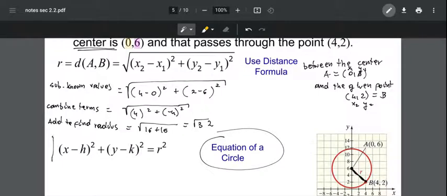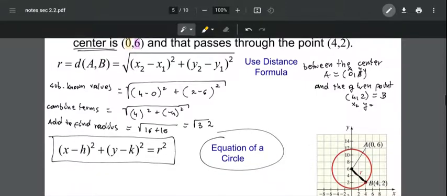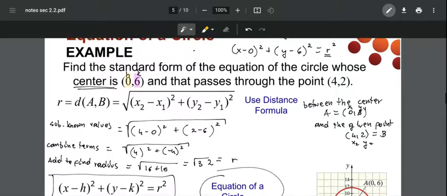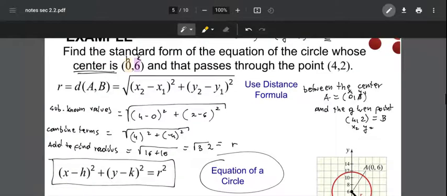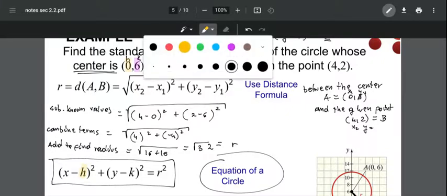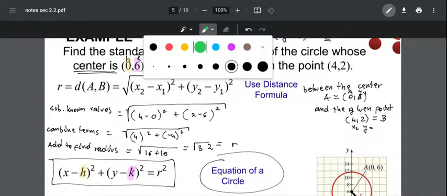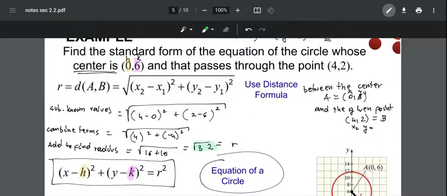And now that we know the radius, we can write the equation of the circle in standard form. The formula of the equation of the circle in standard form is (x minus h) squared plus (y minus k) squared equals radius squared. Again, now we have everything. Square root of 32 represents radius. And we know h and k. So one more time, h is the x coordinate of the center, k is the y coordinate of the center, and radius we just calculated, that's the square root of 32.